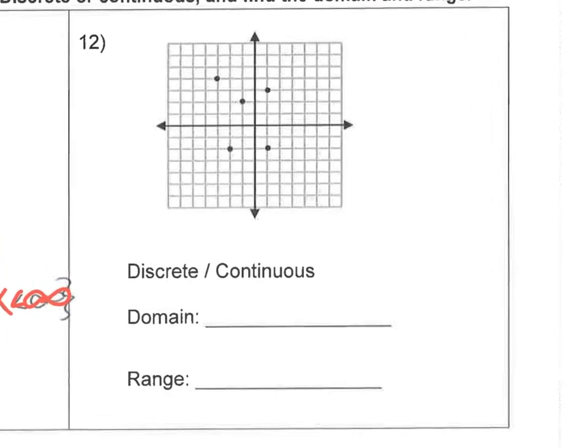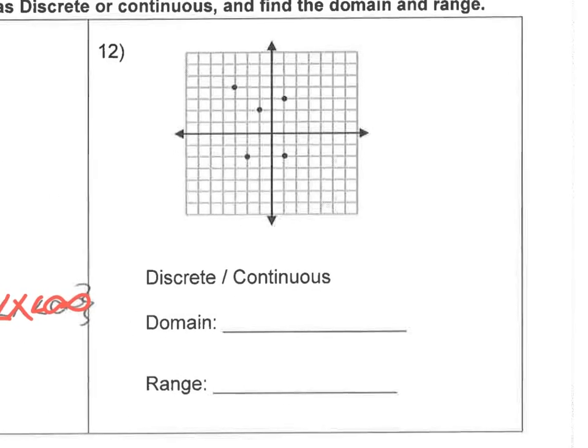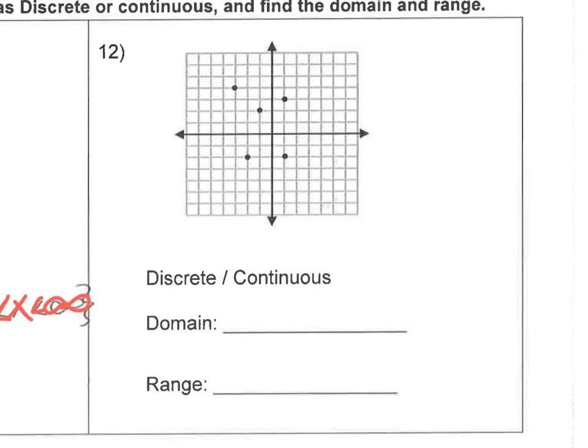So let's take a look at number 12. First, I want to look at the graph and decide, is it discrete or continuous? Well, it's dotted, meaning there's lots of points. It's not connected with a line, so it must be discrete, which means it's counted. So discrete is counted. So I know this is going to be discrete.